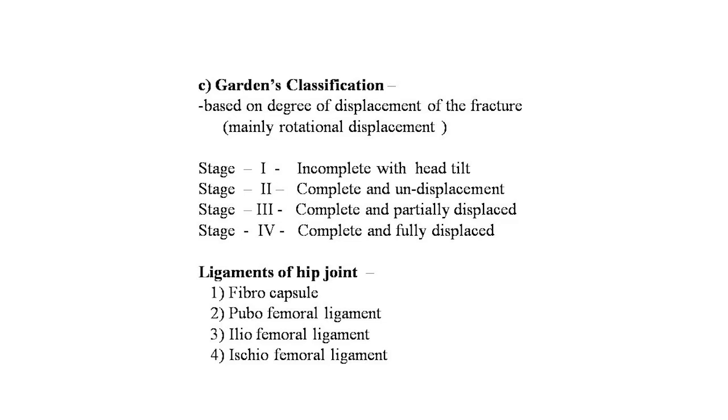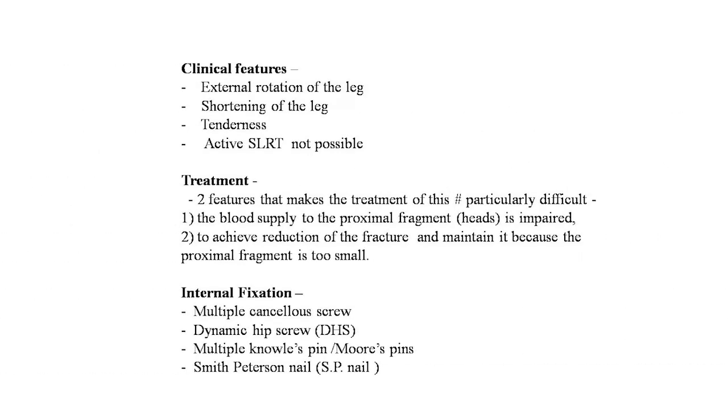Ligaments of hip joint. There are 4 types of ligaments: fibrocapsular, pubofemoral ligament, iliofemoral ligament and ischiofemoral ligament. Now the clinical features of the fracture of the neck of the femur: external rotation of the leg, shortening of the leg, tenderness, and active SLR test not possible.